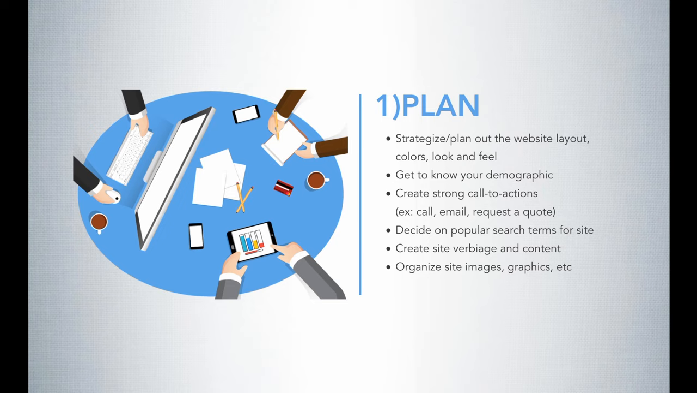One good thing too in the planning stage to do is to decide on your search terms. So you want to really ask yourself the question, what are people going to search to find my website? And we'll utilize those as page terms and things like that for Google to help pull you up on organic listings. Creating the site verbiage and content. Your website developer can help you with this, but often it's good for the business owner or the business to think about what users and customers are going to want to read. Think about good content that's going to be good for Google as well. And then finally, organizing site images, graphics, etc.